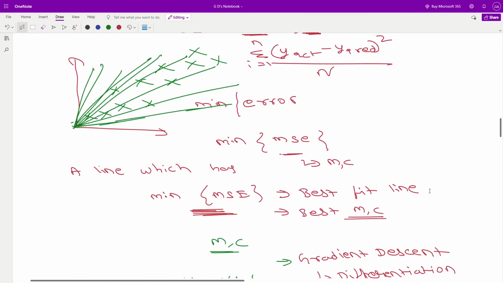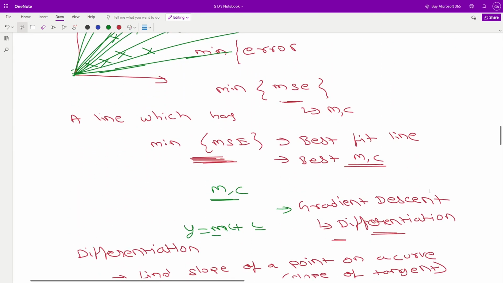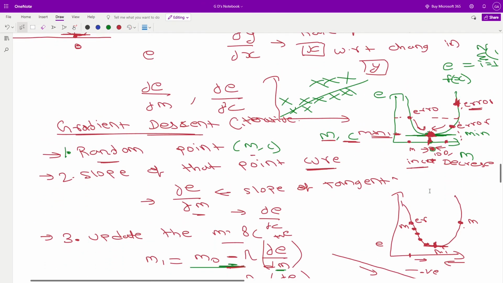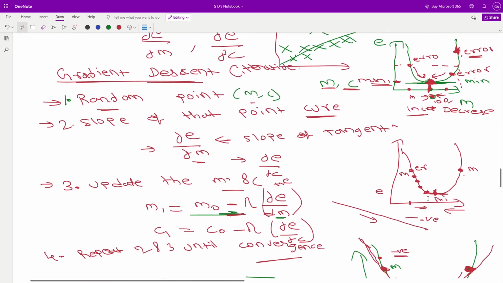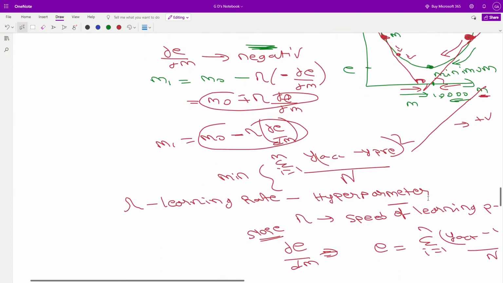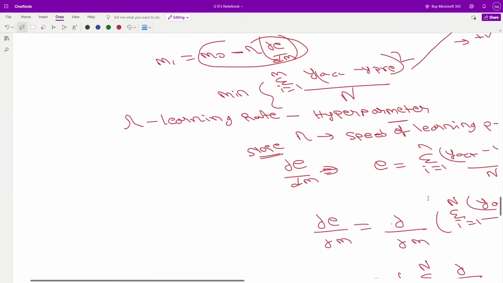So in order to find the minimum MSE value, you need to use something called the gradient descent approach, which works under the principle of differentiation. We understood that gradient descent is an iterative algorithm: you start with a random point, find the slope of the curve, and either increase or decrease the m value and the c value, finally reaching the minimum point, which gives your best line. Learning rate is nothing but a hyperparameter that decides the speed of your learning process.